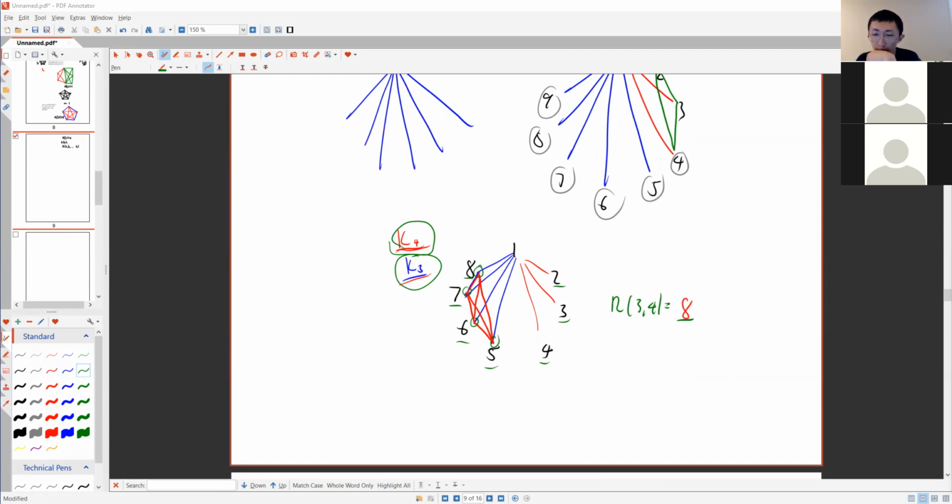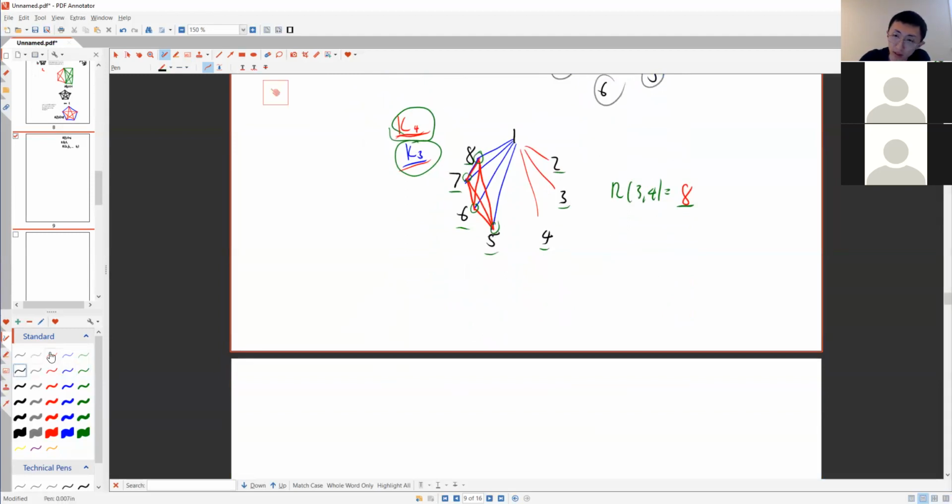Yeah, it's supposed to be 9. What's wrong with my argument here? I think I see. Okay, I think with 8, there's a counterexample actually.